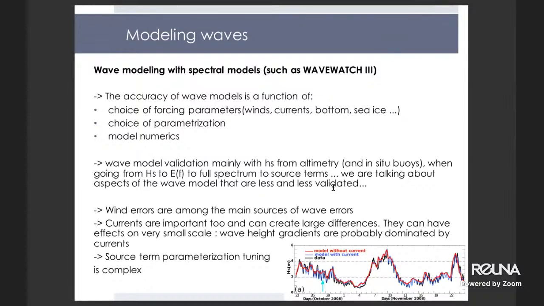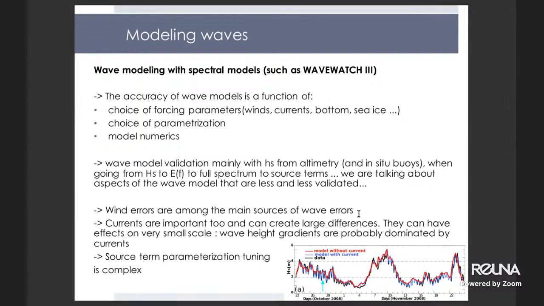Obviously, wind errors are among the main sources of error in wave models. If you have a bad forcing, of course you have a bad wave solution. But this is something very important, and a lot of work has been done on wind input source terms in WAVEWATCH and in wave models in general. Currents are also important and can create large differences. They can have an effect on very small scales, and wave height gradients, I will show a picture later, are probably dominated by currents. Here you have a little example of that.